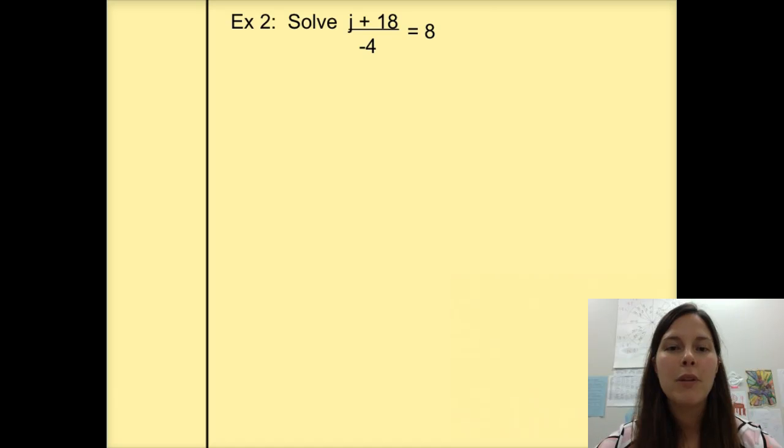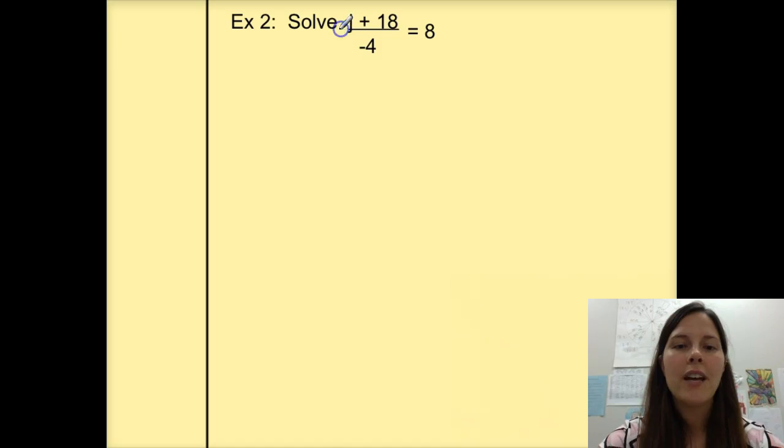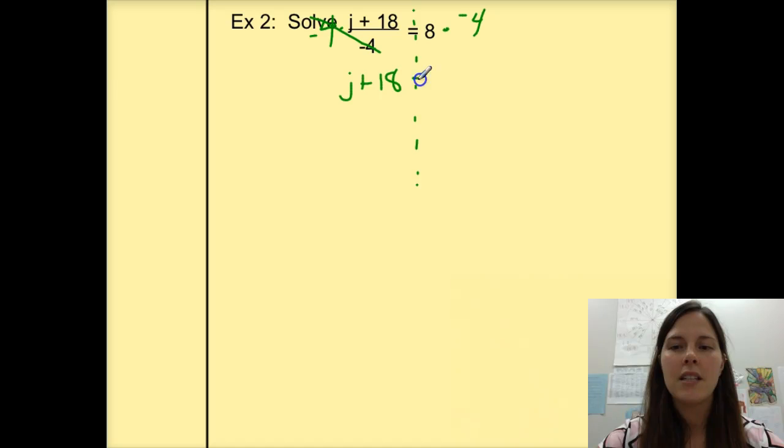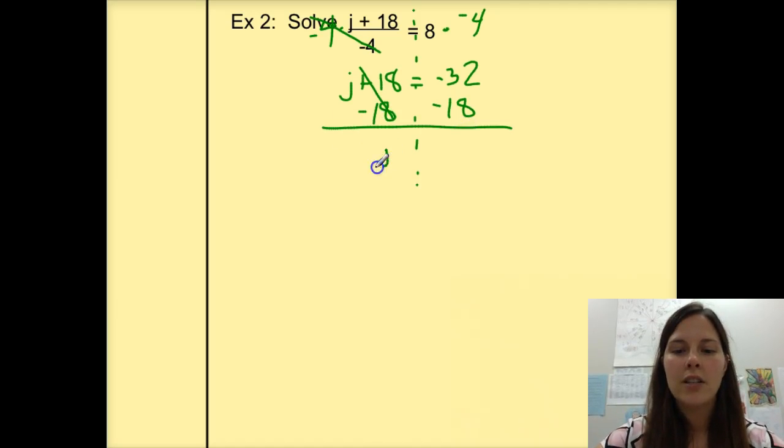On this one, we have a grouping symbol. So we're going to cancel the grouping symbol first. We're going to move that -4 in the denominator by multiplying it on both sides. So again, I multiplied by -4 to cancel my -4 in the denominator, leaving me with my numerator of j plus 18. 8 times -4 is -32. And my last step will be to cancel that adding 18 by subtracting it. So then we have j equals -50.